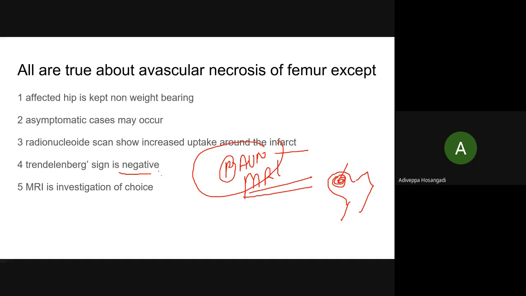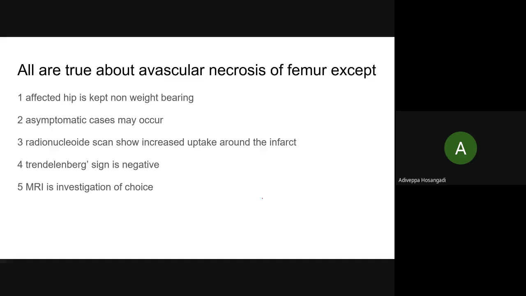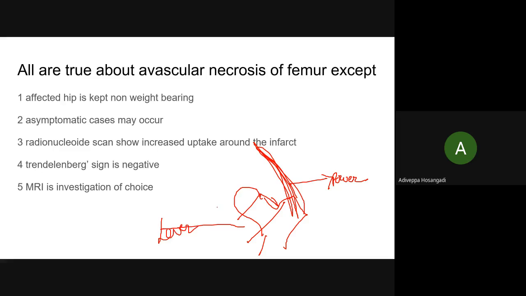Trendelenburg sign is positive because of the pain and inhibition. I will explain Trendelenburg sign in some other class. But please remember, Trendelenburg sign is because of the disturbance of the fulcrum. I will draw. This is the power, the abductors. Power means abductor. This is a lever arm: the neck is the lever arm, and the head is the fulcrum.